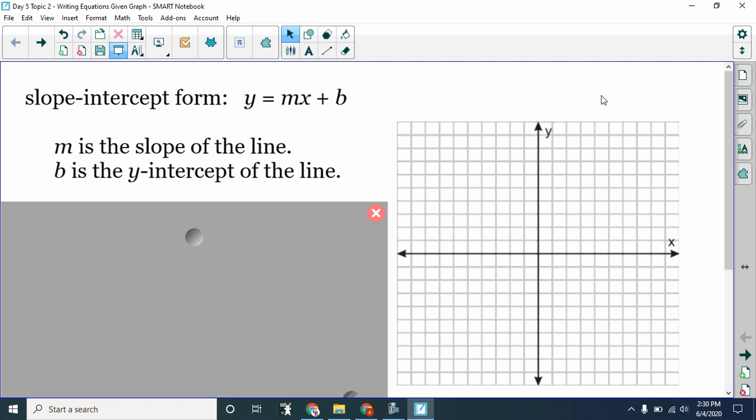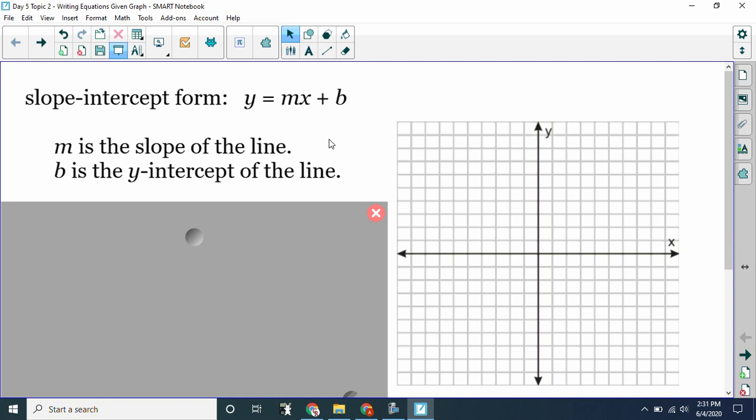So slope-intercept form. It's an important one. Y equals mx plus b is slope-intercept form, where m is the slope of the line, and b is the y-intercept of the line. So y equals mx plus b.